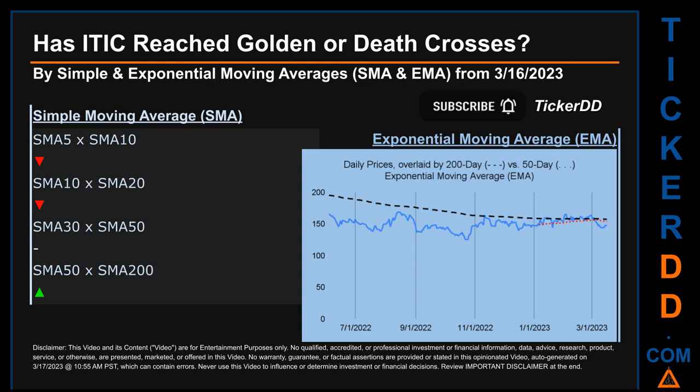Continuing with SMA, we looked across the 5 to 10, the 10 to 20, and the 30 to 50-day ranges to see if golden and death crosses had been reached. We found a death cross signal for the 5 to 10, and the 10 to 20. We could find neither a golden cross nor a death cross signal for the 30 to 50.